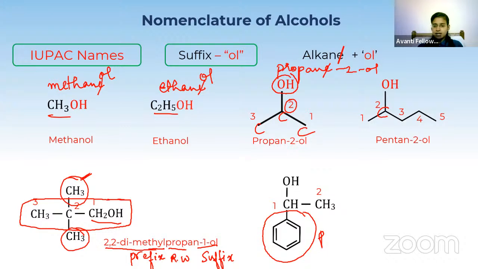So it is one phenyl, and two carbons are here. So 1-phenyl, ethane, two carbon means ethane. And to the first carbon, we have OH also. So ethan-1-ol. Okay, 1-phenylethan-1-ol. Okay, clear?